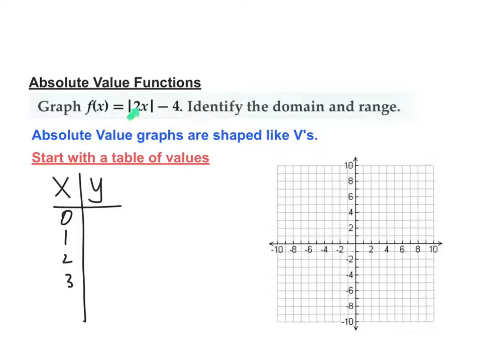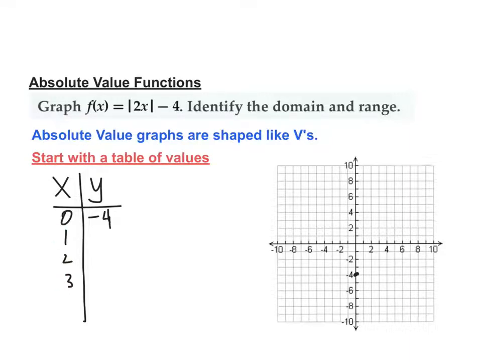So in this case, I plug 0 in. Okay, in reality, if I plug 0 in here, this whole thing just ends up being 0. The absolute value of 2 times 0 is 0. Absolute value is 0, which makes this function equal -4 when I plug 0 in. Okay, when I plug 1 in, this is 2 times 1, which is 2. The absolute value of 2 is 2, so 2 minus 4 is -2. And so pause the video, find the rest of the values.